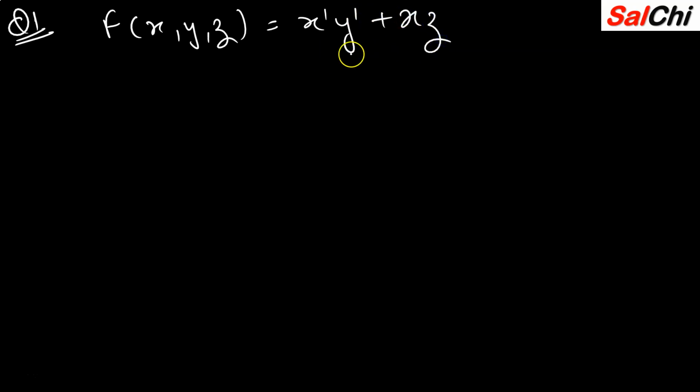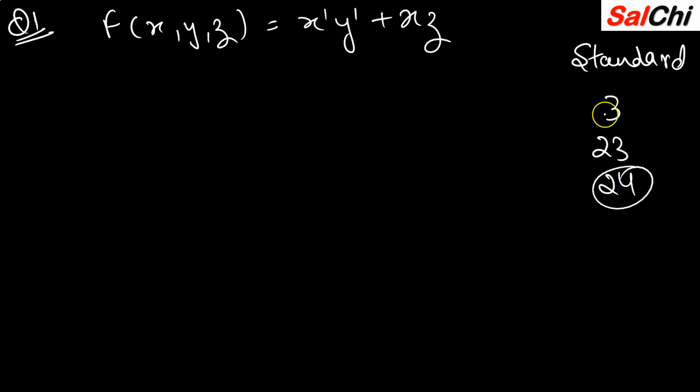We are given a function F(x, y, z) equal to x complement y complement plus x z. Now see, this is always an SOP, but not the standard form. Like, for example, we know that 23 is a room temperature but 24 is a standard room temperature. In the same way, this is an SOP but not the standard form.